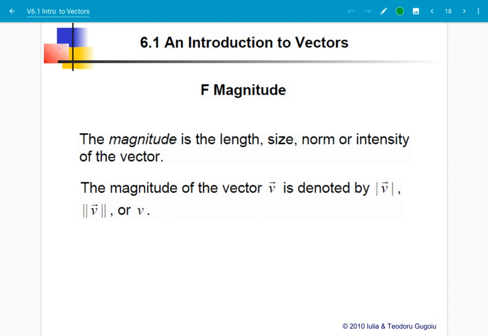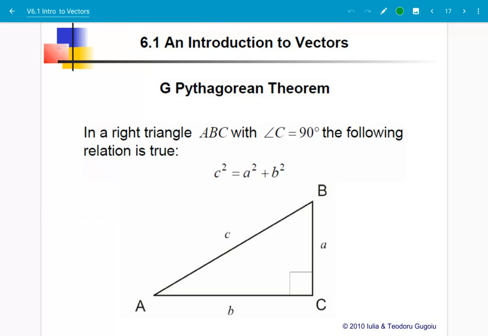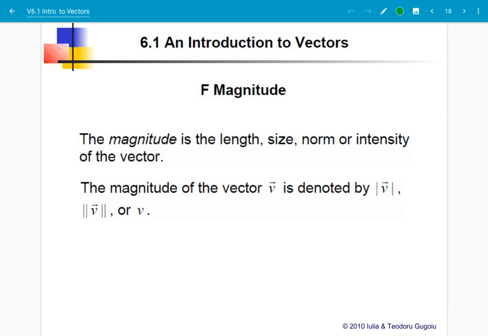The magnitude of a vector. Oh, I skipped ahead. Do we need to review Pythagorean theorem? Remember, C is the hypotenuse, the longest side across from the right angle. Magnitude is the length, size, norm, or intensity of the vector. We denote or give magnitude, and we'll usually use the single bar.